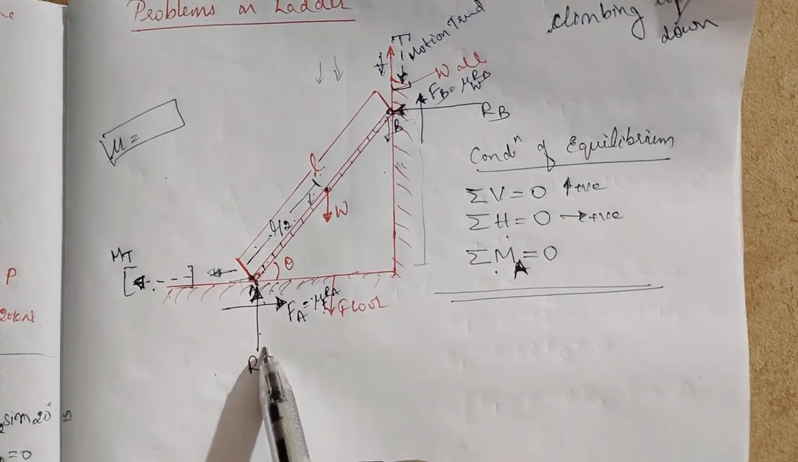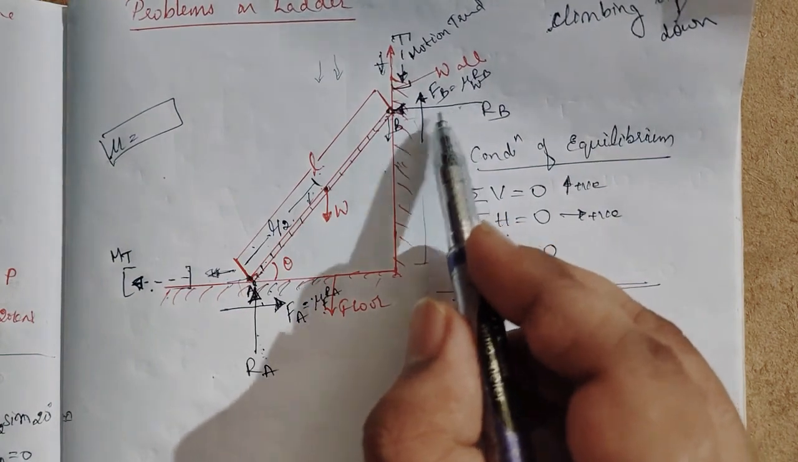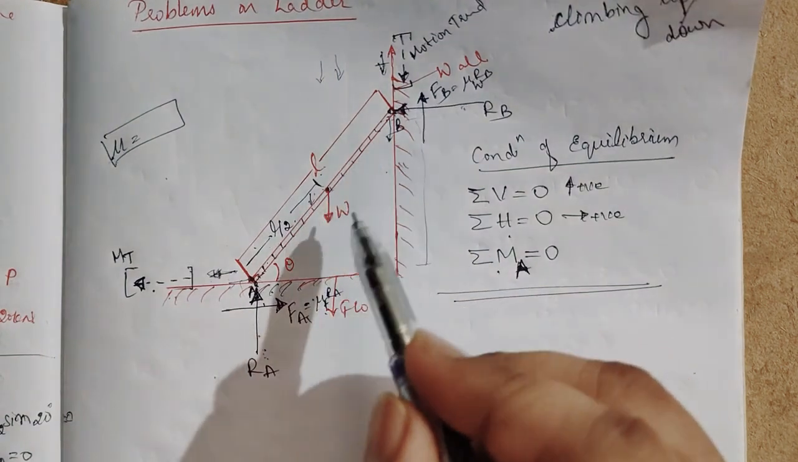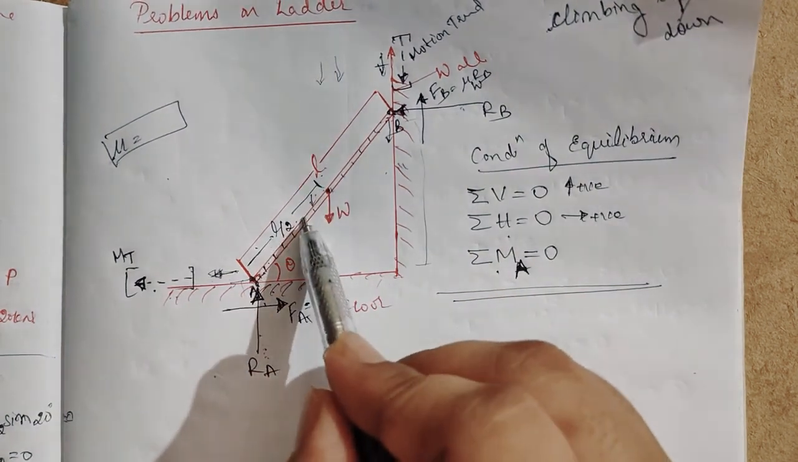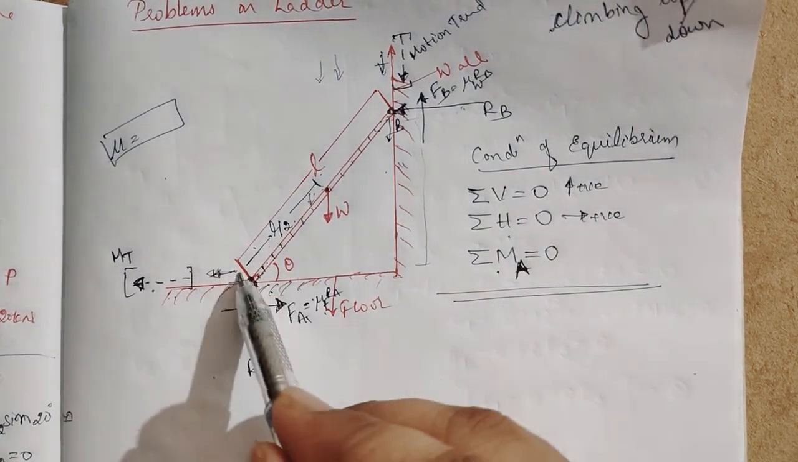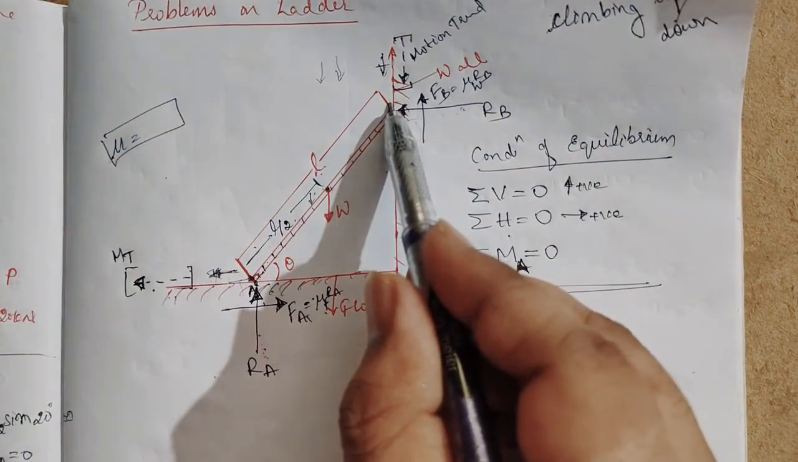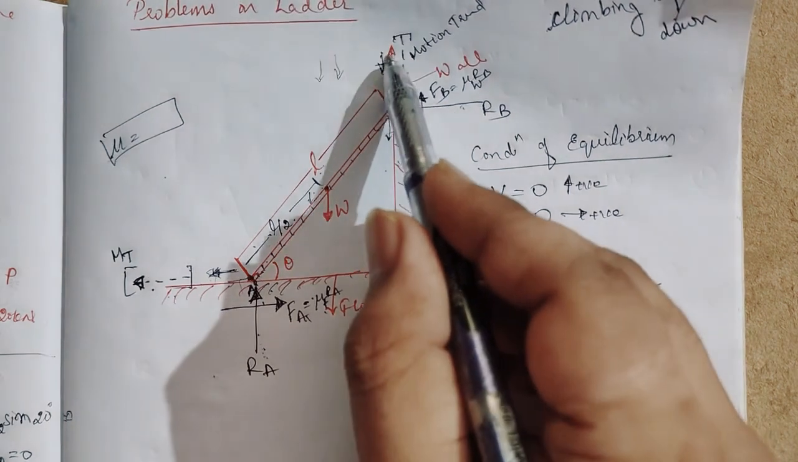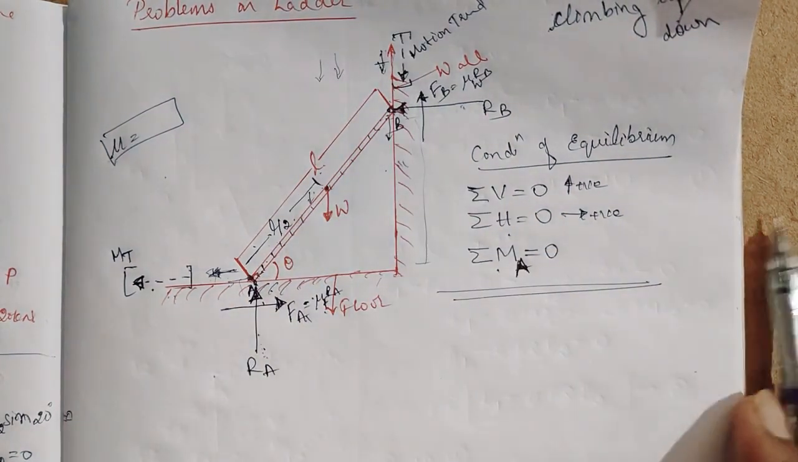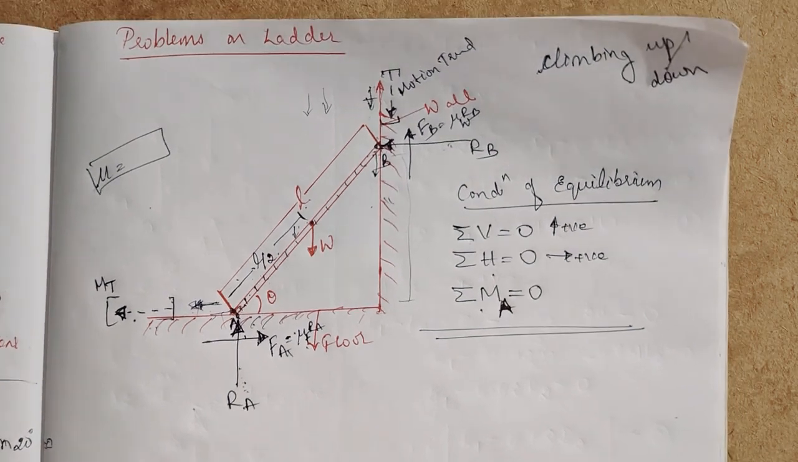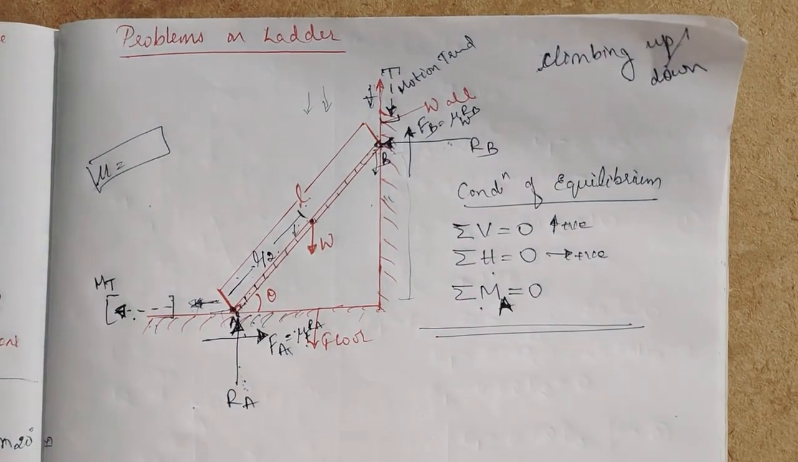So the contact forces are RA and RB, perpendicular to them are the friction forces, and then the motion trend. What you have to understand is, when you step on the ladder, it will jerk towards the left side, and the top point will come down to its lowest rough point so as to withstand firmly. Okay, this was about the basics of the problems on the ladder.